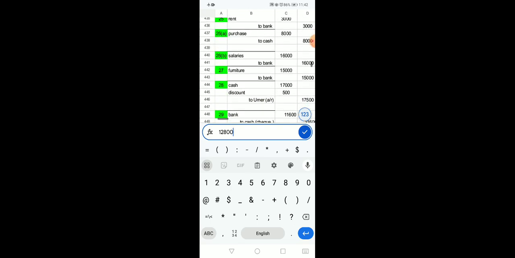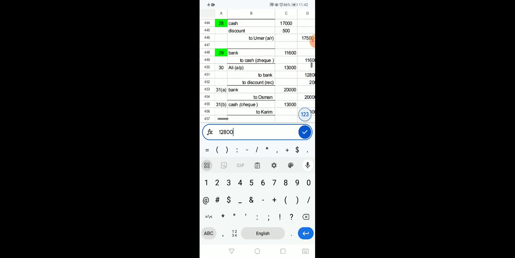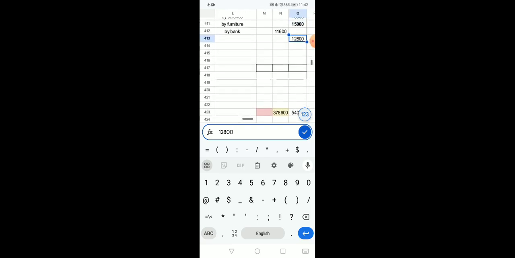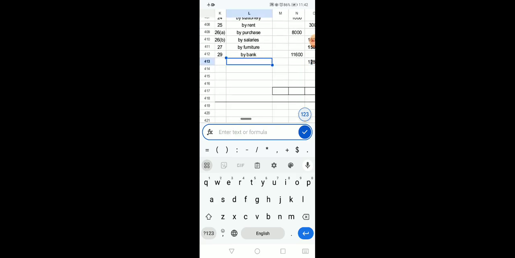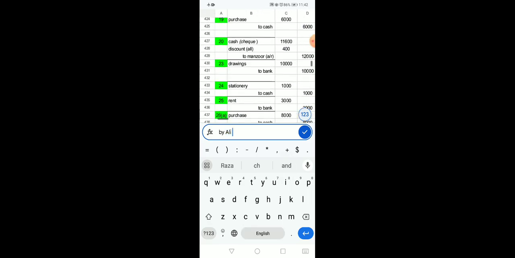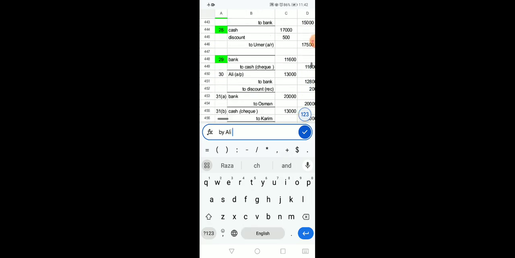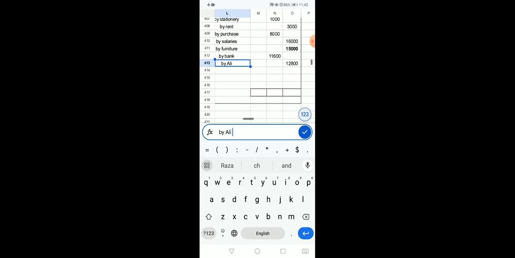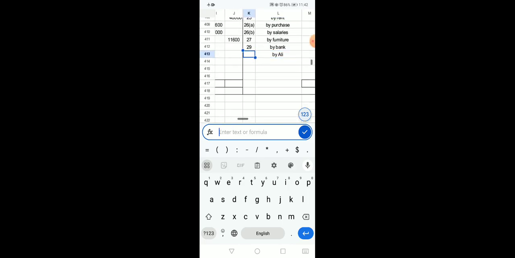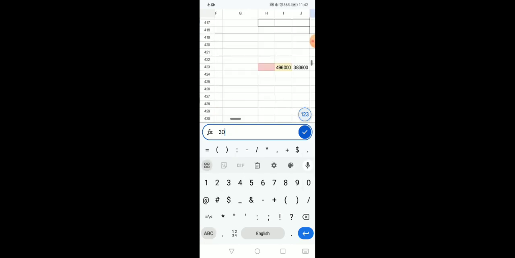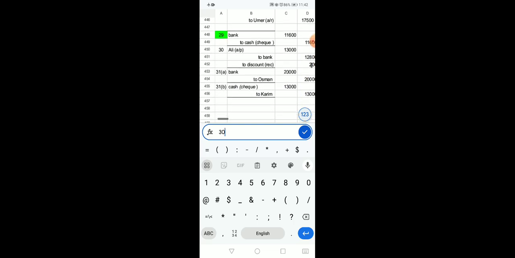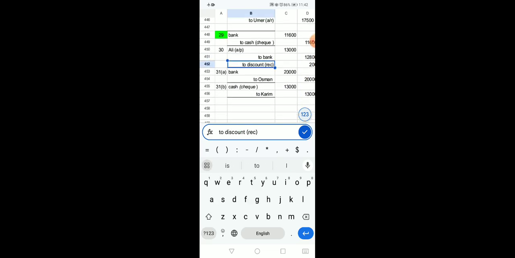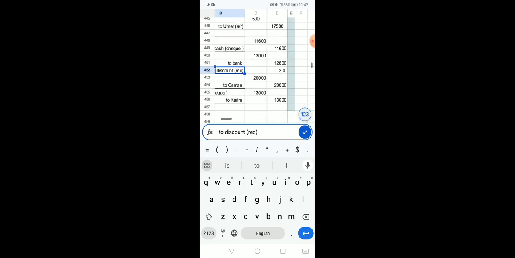Now see the reference, which is Ali. Ali is written on the opposite side, so you will mention the name of Ali in the particulars column. Now it's time to see the date, which is 30. So put date 30 over here. In 30, there were two elements, bank and discount. The second element is discount, which is credited by 200, but the date and reference are the same.